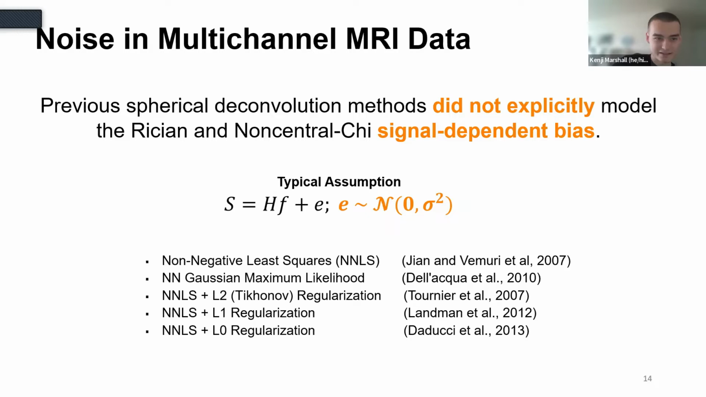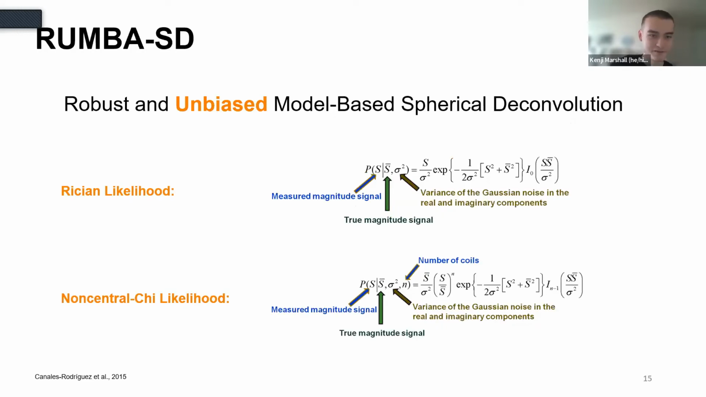And this brings us to the primary property of RUMBA. So I haven't said what RUMBA stands for yet, but it stands for robust and unbiased model-based spherical deconvolution. And there are two adjectives here that I'll go through and justify: robust and unbiased. The first of these is unbiased.